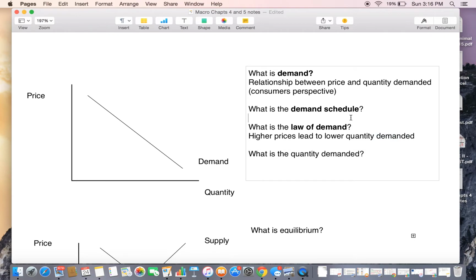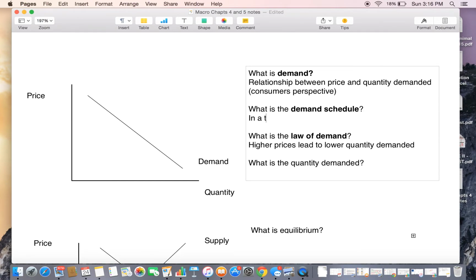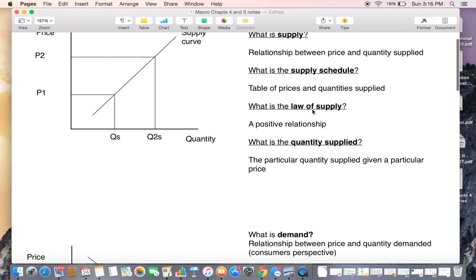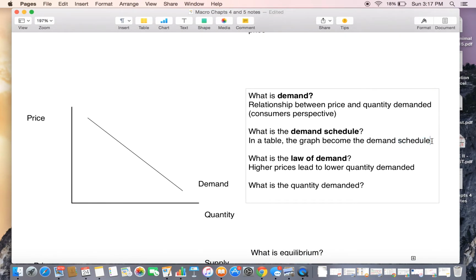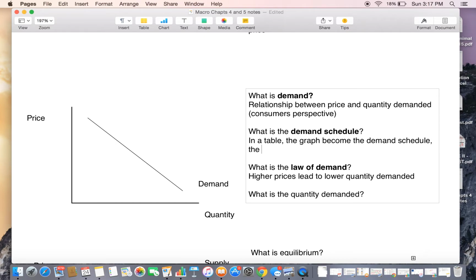Now, I could also put this information into a tabular format. And in a table, the graph becomes the demand schedule. Just as with the law of supply and the supply schedule, it's simply a table of the prices and quantities. So in our demand schedule, it would be a table of the graph for the prices and quantities demanded.